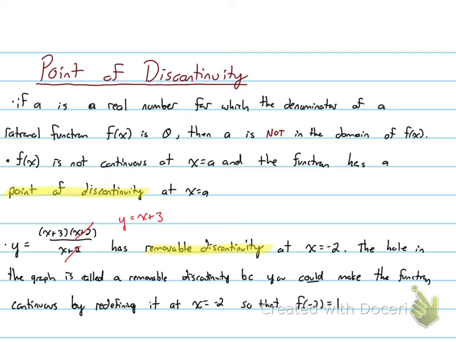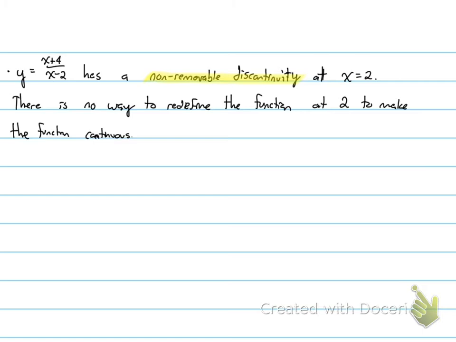Again, that would be removable discontinuity because I could redefine it or simplify it to where that discontinuity would go away, aka why it's removable. In that other situation, y equals x plus 4 over x minus 2, I call that non-removable discontinuity because there's no way that I could simplify or redefine that function at 2 to make it a continuous function. And that's a situation where I would have like an asymptote.